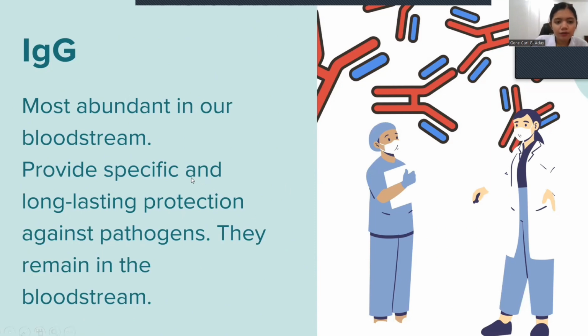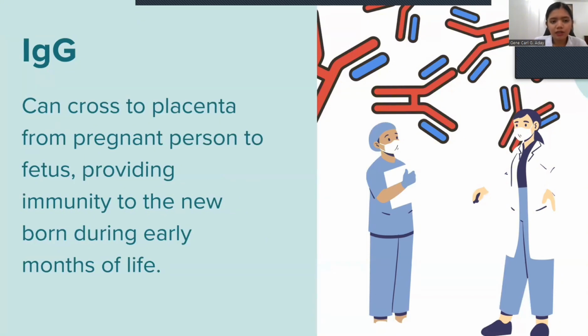So, ito yung pinaka-abundant, provide specific long-lasting protection. Yun nga, yung kapag na-infect ka na, hindi ka na magkakaroon ulit kasi long-lasting yung protection niya. Or nakagawa na siya ng antibody para sa specific na sakit na yon, and then hindi ka na magkakaroon kasi they remain in your bloodstream. Next, can cross placenta from pregnant person to, okay, yun, natapos na yun.